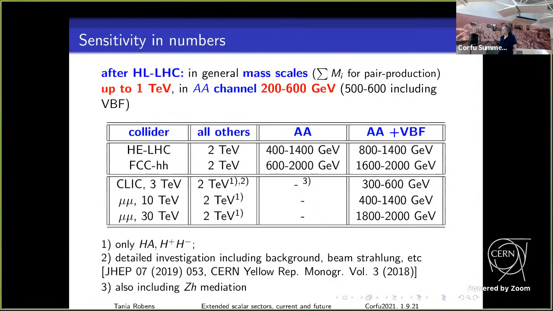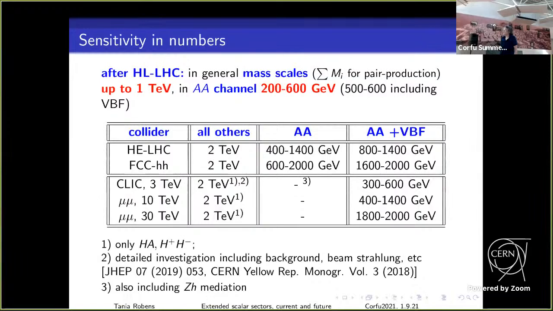Again, after high-luminosity LHC, basically you reach the sum of masses up to 1 TeV, apart from the AA channel, which is much lower. And then you can go through your different collider options, and all others means now all channels apart from this AA channel, which is special. You're basically there with all other options apart from this AA. And then if you use AA only, maybe at the pp colliders, things work out nicely, especially at FCC-hh. And if you include VBF type topologies, then you're doing even better.